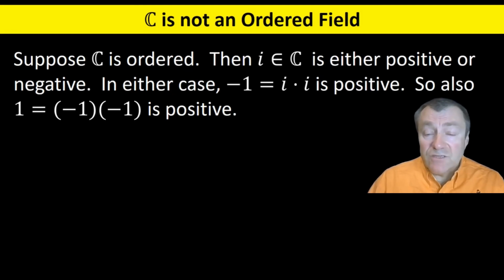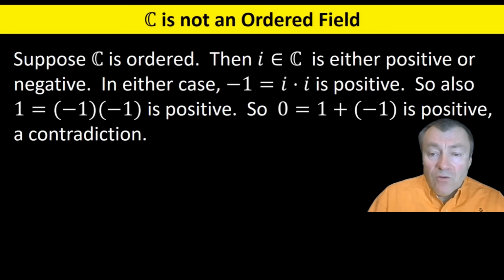So 1 is positive. Now, 1 plus minus 1 is 0. We're adding two positives, so we'd have to get a positive. That violates our rules. We required 0 to be neither positive nor negative. This is a contradiction. So, the complex numbers cannot be an ordered field. There's no way to define an ordering on the complex numbers to make it an ordered field, according to the definition.